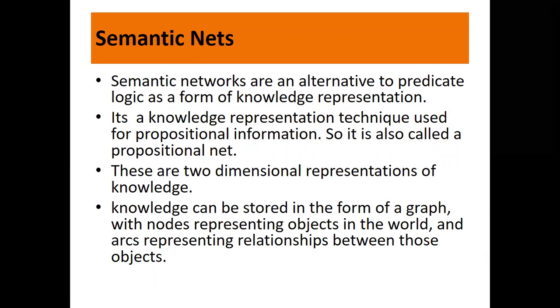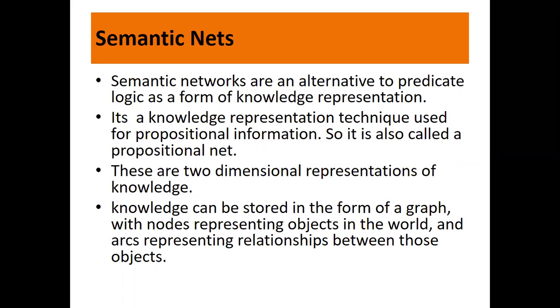So semantic networks are an alternative to predicate logic as a form of knowledge representation. Predicate logic we already saw in previous videos. If you have not gone through it, please go through it. It's a knowledge representation technique used for propositional information, so it is also called a propositional net. It's a two-dimensional representation of knowledge. Knowledge can be stored in the form of a graph with nodes representing objects in the world and arcs representing the relationship between those objects.